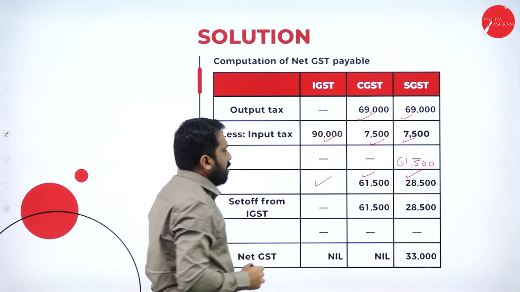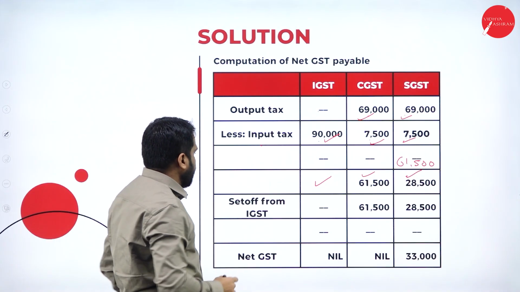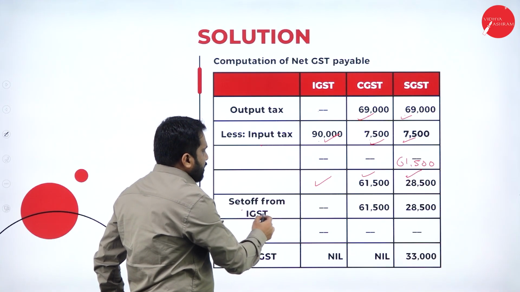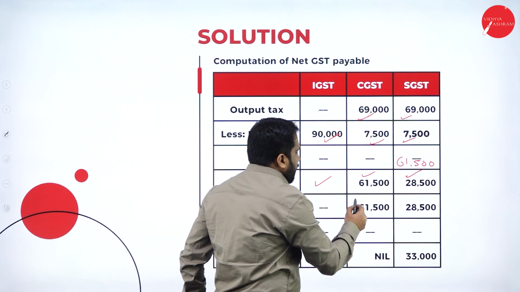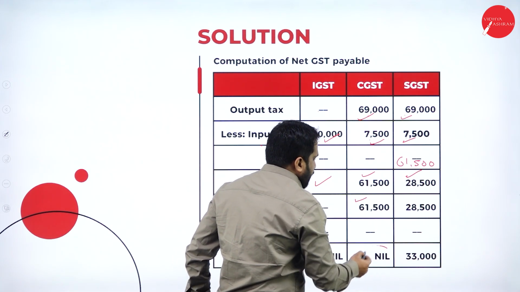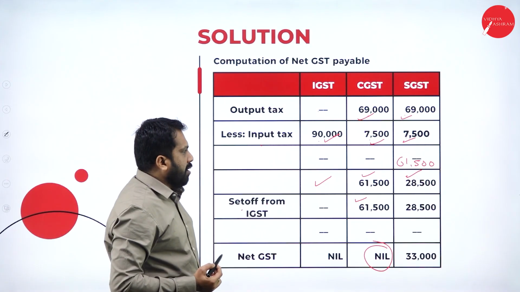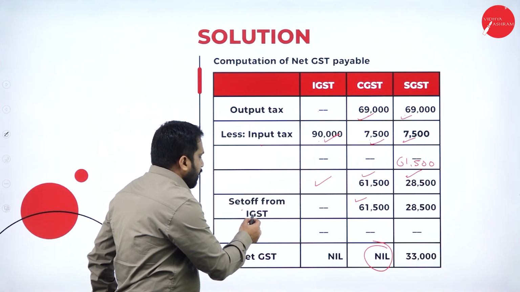But in this, now 61,500 is set off from IGST. How much are you setting off? Now, 61,500 full value set off means the answer is nil. How much can you set off from IGST?